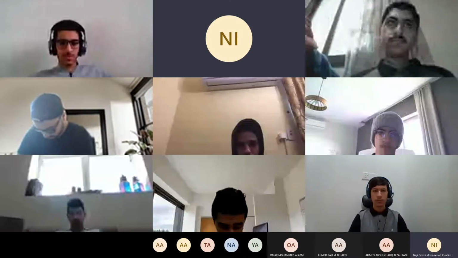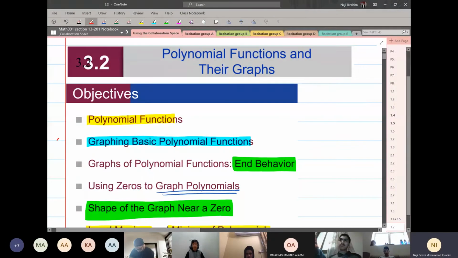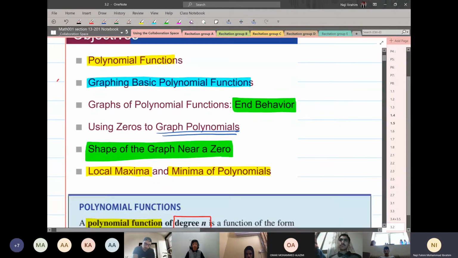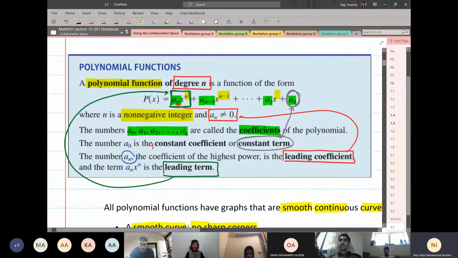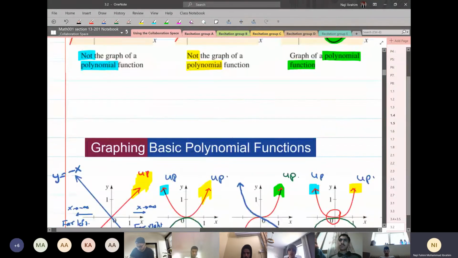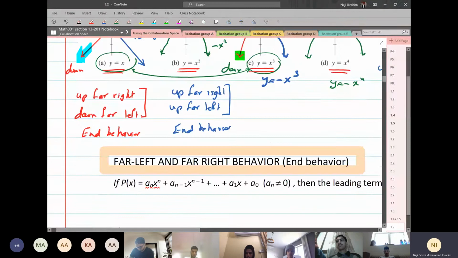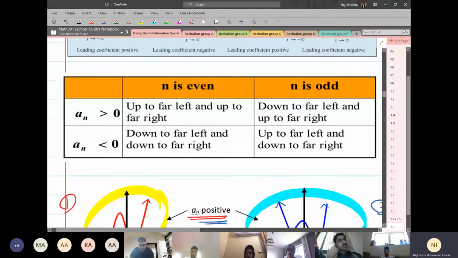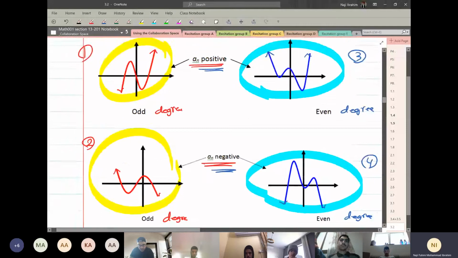Today we continue with section 3.2, guys. If you remember, last time we were talking about polynomial functions and their graphs, and we started with the end behavior of a polynomial. And we said for any polynomial it will behave as one of these four.